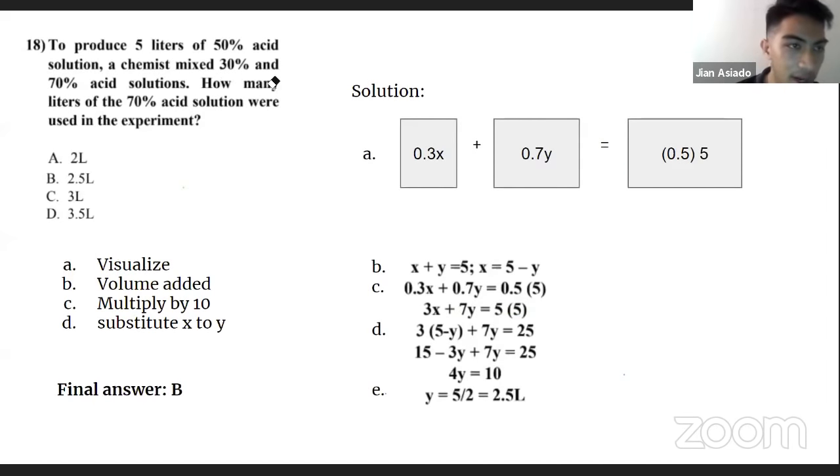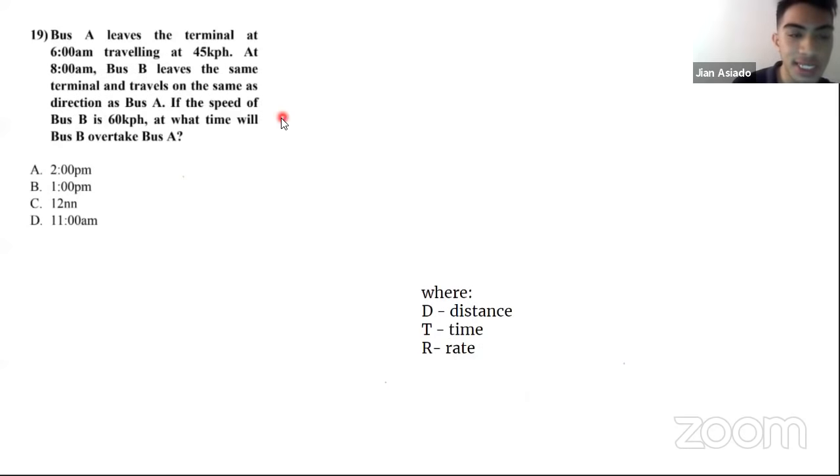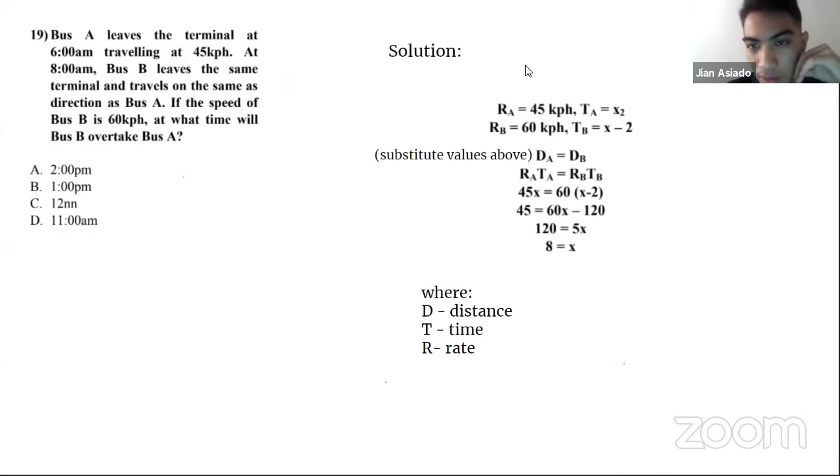Okay, no, next number. Bus A leaves the terminal at 6 a.m. traveling at 45 kilometers per hour. Si Bus B naman, umalis siya at 8 a.m., no? And same speed, same direction as Bus A, no? Pero mas mabilis si Bus B kasi 60 kilometers siya, si Bus A 45 lang. Now, since mas mabilis si Bus B tapos same direction sila, may time na mag-overtake si Bus B, di ba? So parang karera siya, no? Okay.